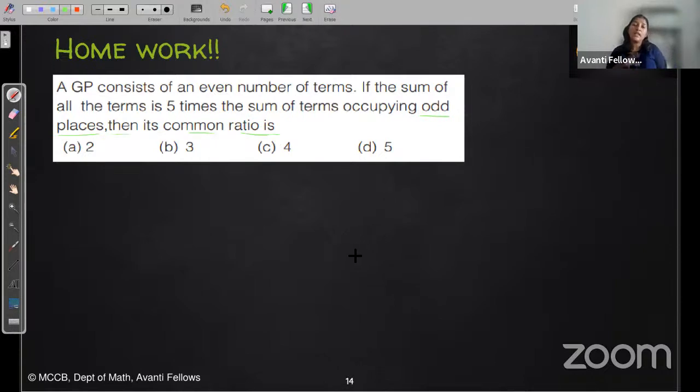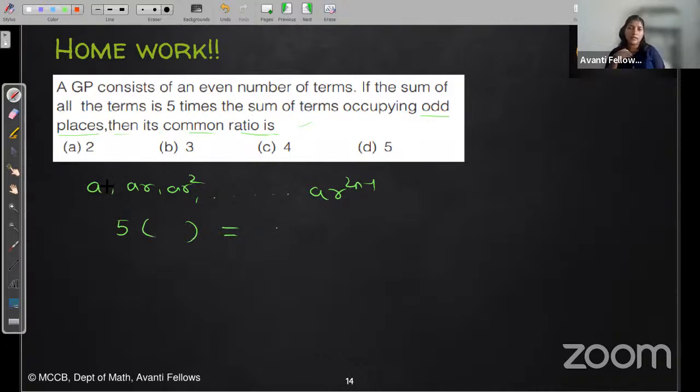A GP consists of an even number of terms. By even number of terms we mean 2n terms, right? So let a, ar, ar squared, and so on up to ar raised to 2n minus 1 be a GP. It has 2n number of terms, an even number. If the sum of all terms is 5 times the sum of the terms occupying odd places, then find its common ratio. Just make use of this data. Sum of all terms will be equal to 5 times the sum of the odd terms.